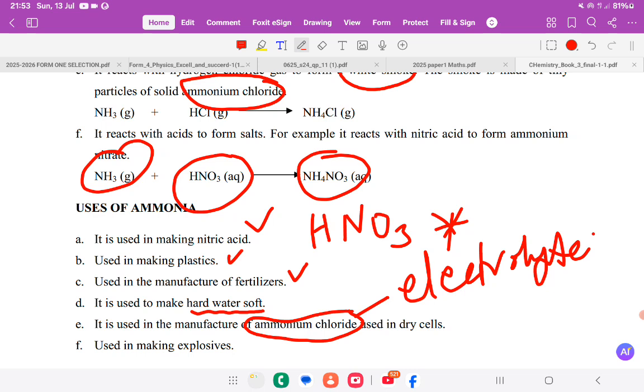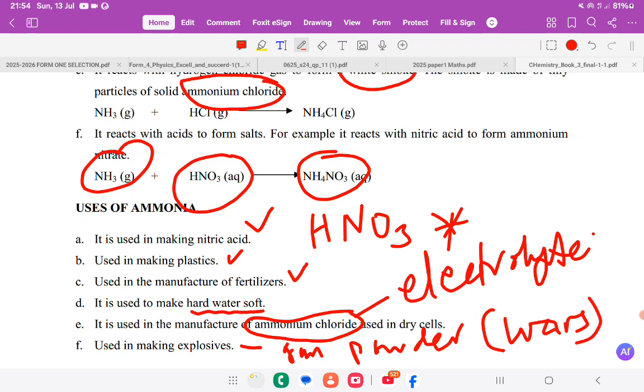Last but not least, ammonia is used in the making of explosives, usually used in making rifles or making of gunpowder or something related with wars. Okay, so these are some of the uses of ammonia.